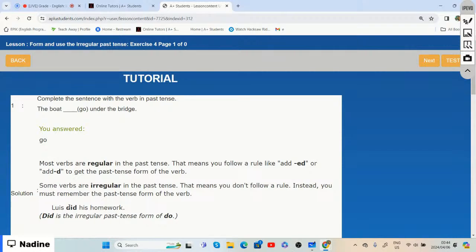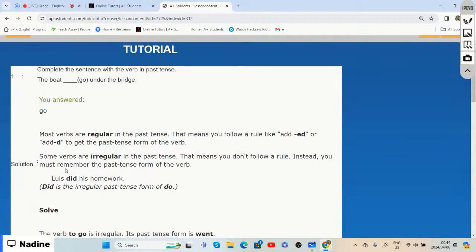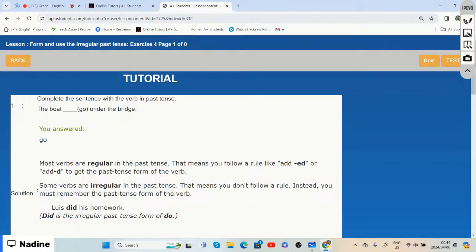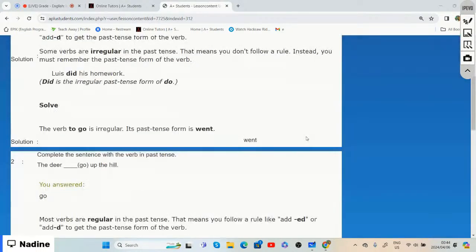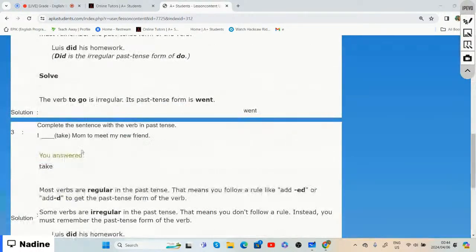All right. So the past tense of go is went. So we can say the boat went under the bridge. Yes. Well done. Went is correct, right? So now we don't just say goed or go. We just say it went under the bridge because that shows the past tense form. All right, there we have go again. Let's do the last one.